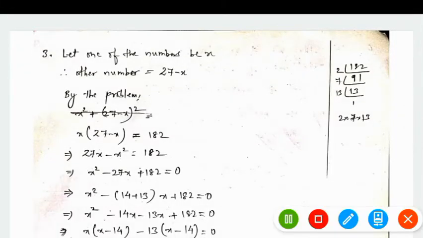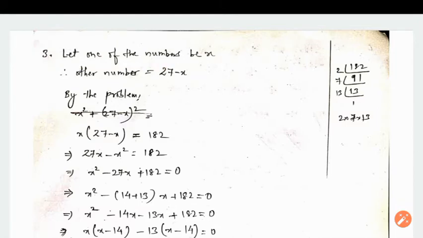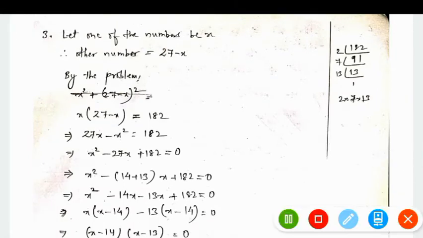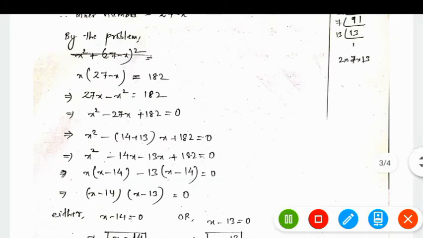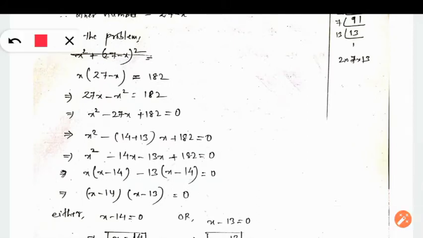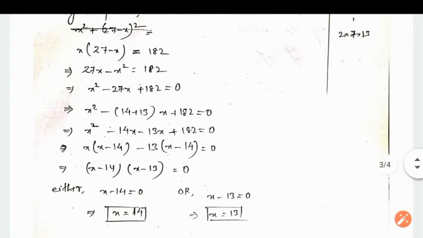So what I have written: let one of the numbers be x. So what will be the other number? Since by the question the sum of two numbers is 27, if one number is x, what is the other number? 27 minus x, right? So the other number is 27 minus x. Now by the problem, the product of the two numbers is 182. So x(27 minus x) equals 182, because the product of the two numbers is already given. So multiply x with 27 minus x, we will get this.